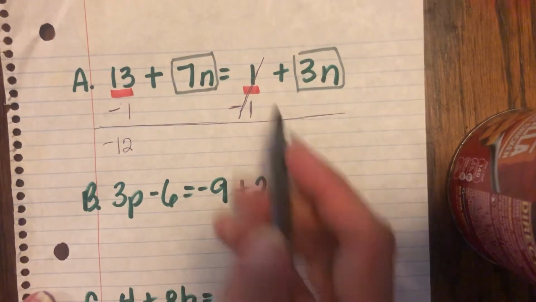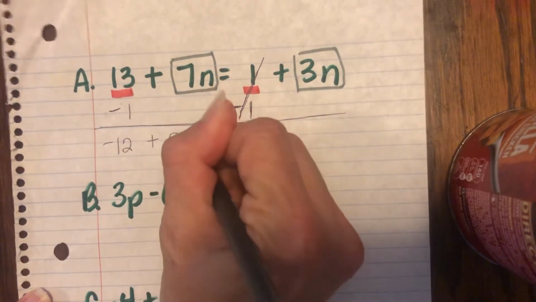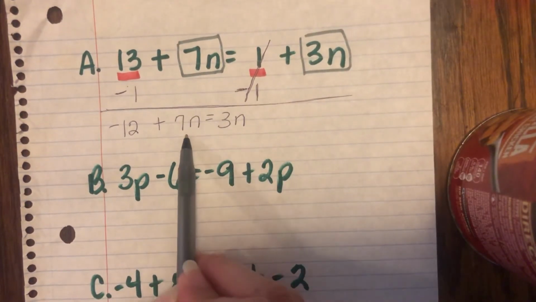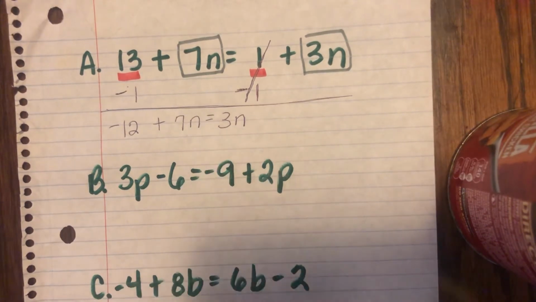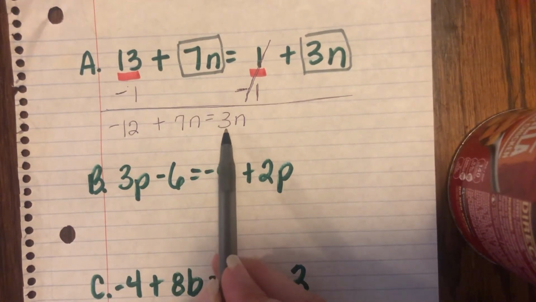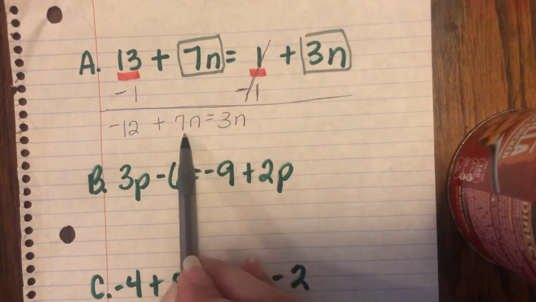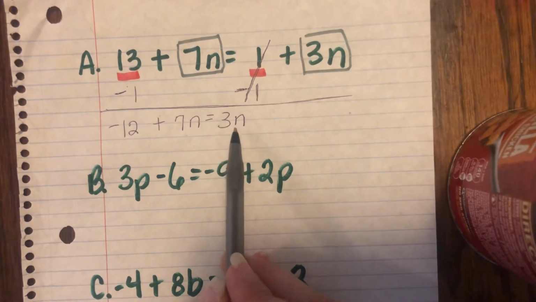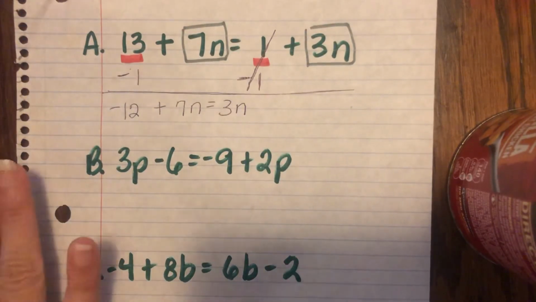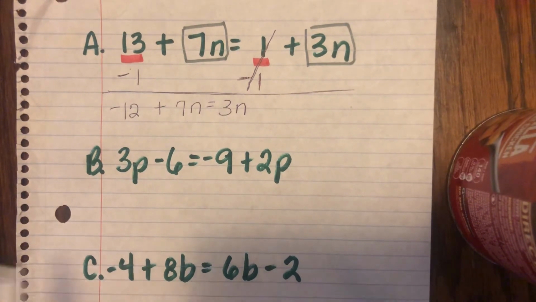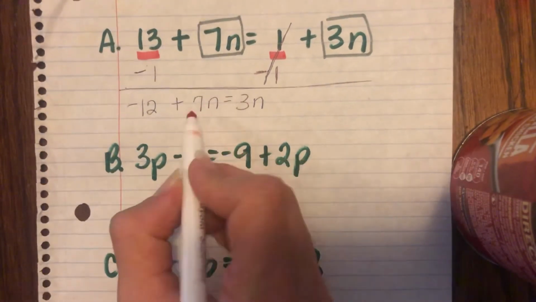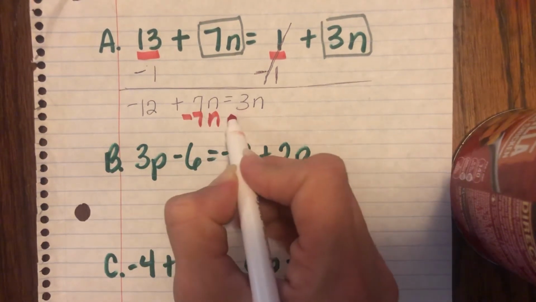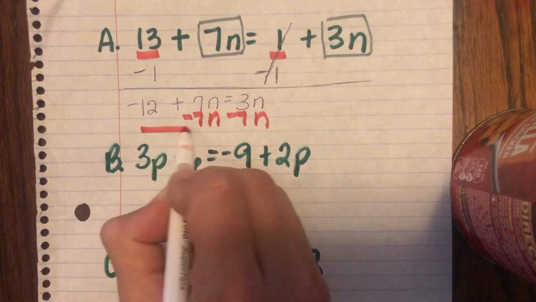So now my next step, I'm going to rewrite everything. So my next step is to get the 7n and the 3n to join up. So listen, if I subtract 3n over here and I subtract 3n over here, I'm left with nothing over here. That would leave me with 0, and that's not what I want. So I'm going to move the 7n. Since this is adding 7n, we're going to do the opposite operation, which is subtract, and we're going to do that on both sides.